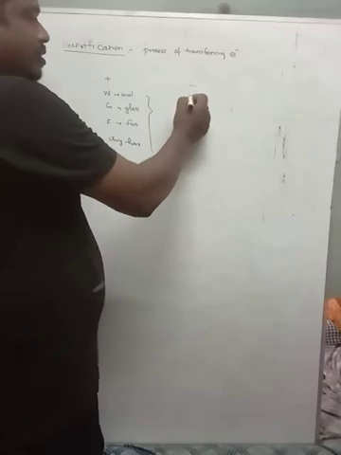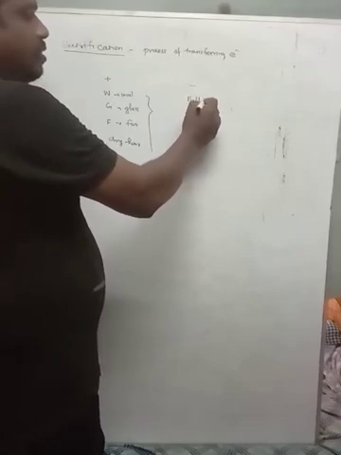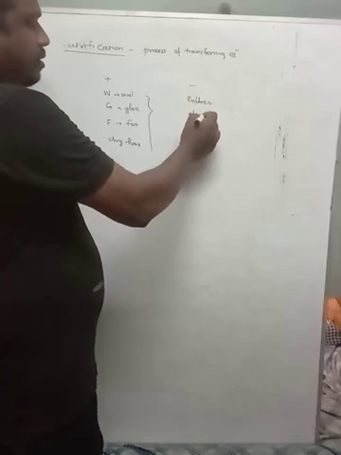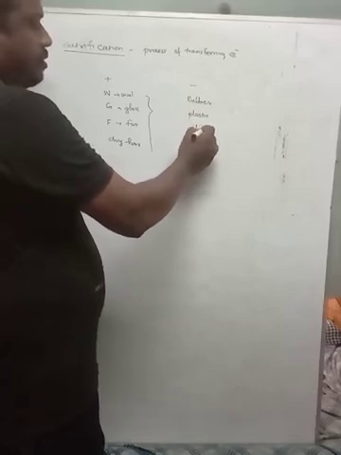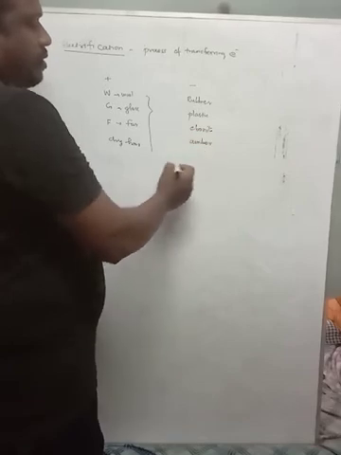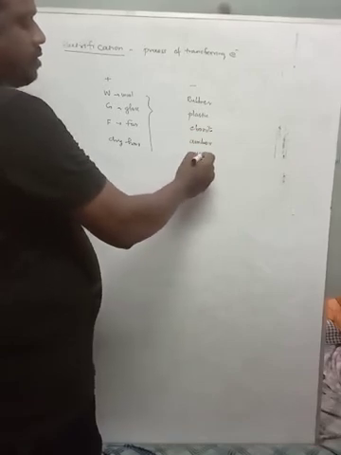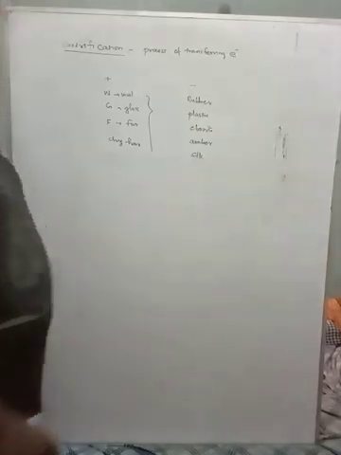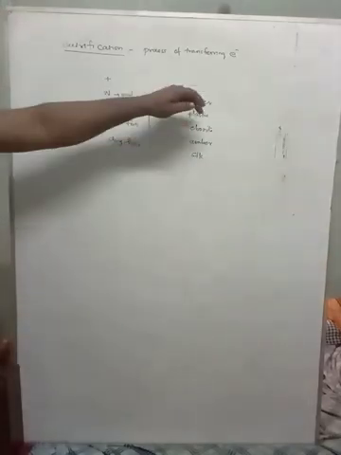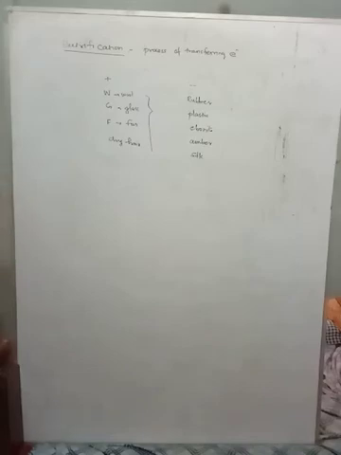Negative means rubber, plastic, ebonite, amber, silk. These have the tendency to gain electrons. So they are called negative polarity substances.